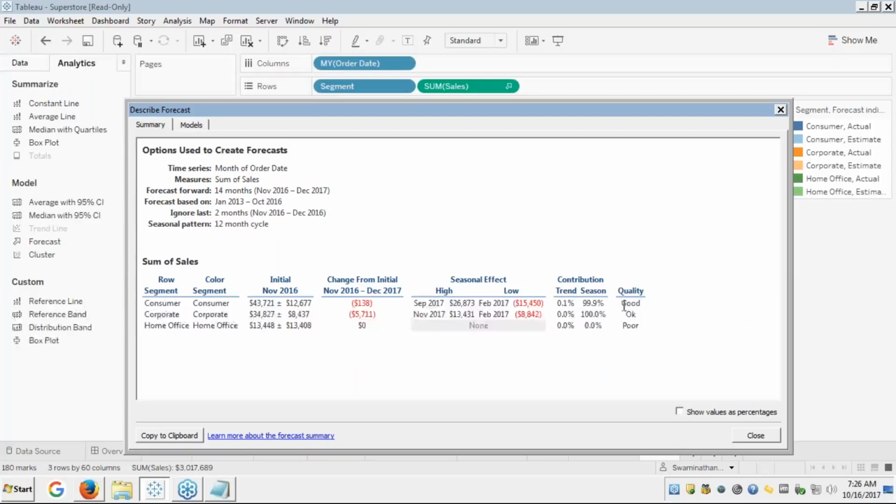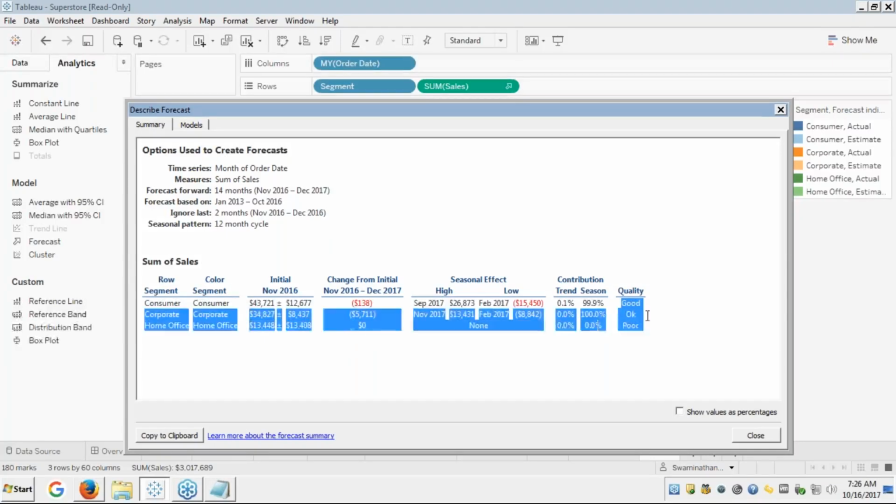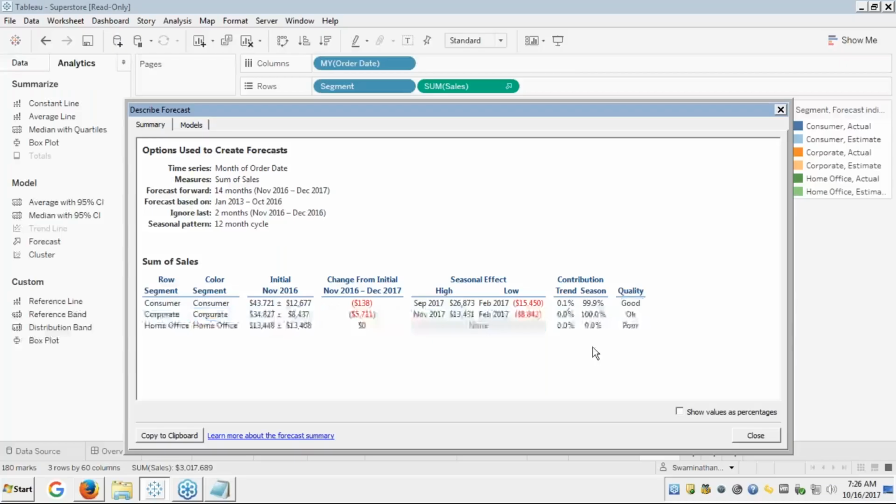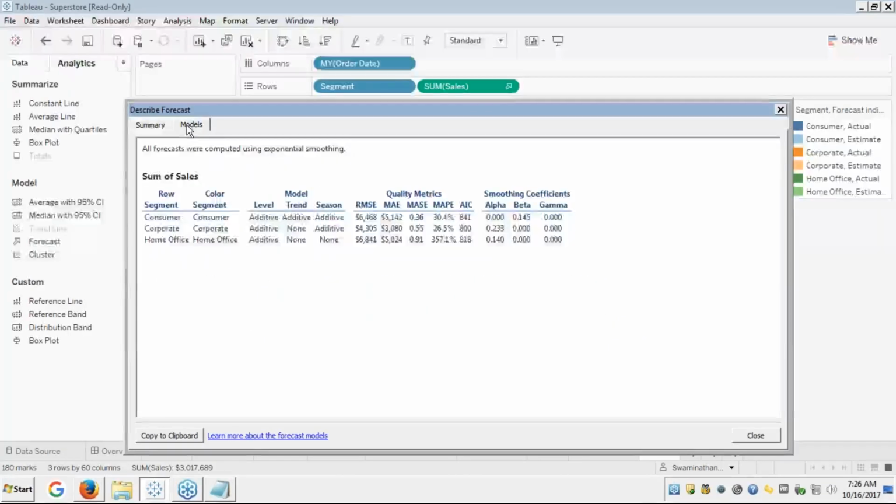Here it also gives you a quality. For the quality of the forecast, the first one is looking good, the second one is looking okay, and the third one is poor. So Tableau itself is suggesting that the third forecast is poor because it doesn't have much appropriate data, and moreover this forecast can't be predicted much. It's saying the forecast quality is poor. So that's why there was a flat line there, Manikandan, for your question.